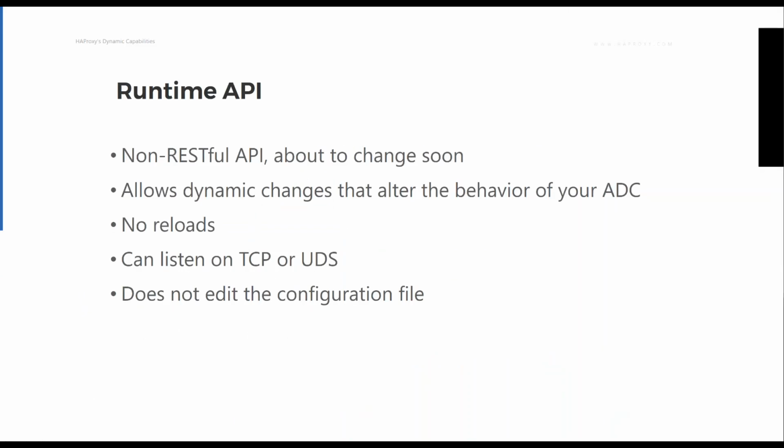Okay, so to start off, we're going to focus on the main aspect of how HAProxy operates dynamically. And this aspect is something that we call the Runtime API. The Runtime API, or as some of you may historically know it as a stat socket, is a non-RESTful API, which we're hoping to change very soon with what I'm going to introduce a bit later. So it's an API that does not conform to any REST standards, but still it's an API that allows you to dynamically change the behavior of your application delivery controller.